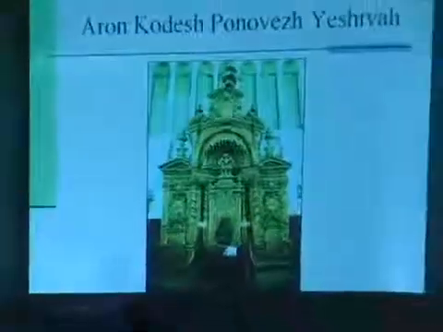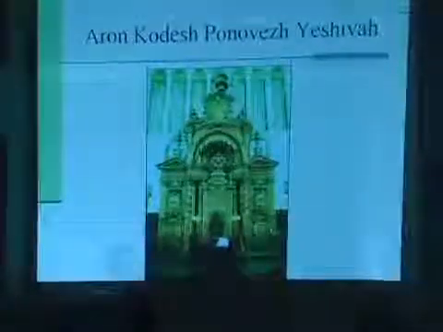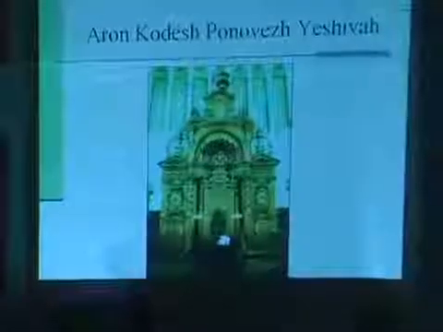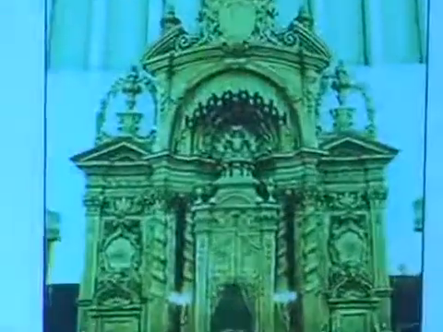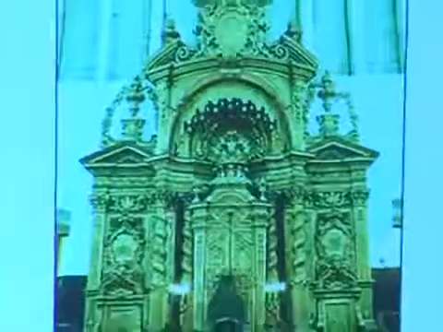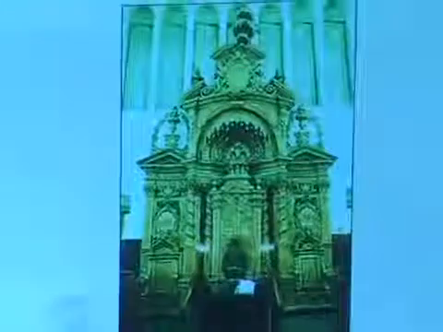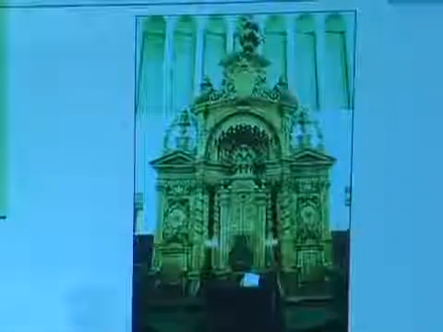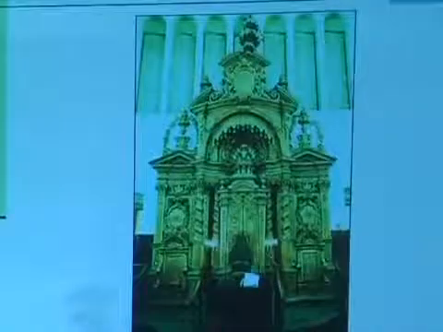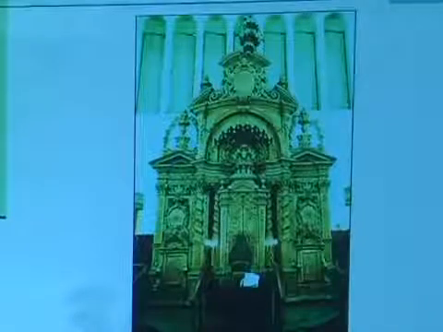Now this is one of the most beautiful Aron HaKodesh in the world. It's the Aron HaKodesh of the Yeshiva of Ponevezh. There's an incredible story behind this. After World War II, there were many shuls, many places of worship, that were abandoned. Jews made aliyah and the communities were emptied out. So a lot of Aron HaKodeshim were brought to Israel. This one came from Italy. This one is over 360 or 370 years old.